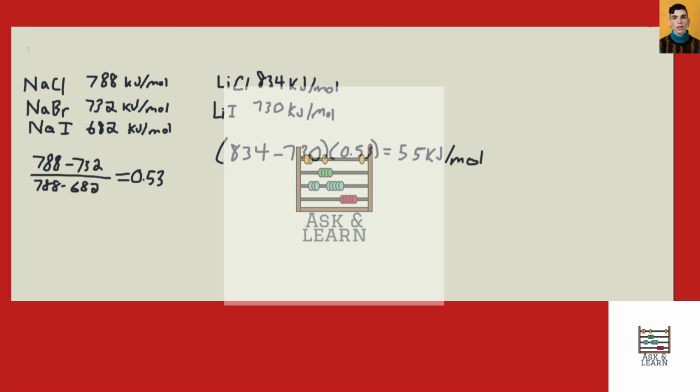Per mole, and then we subtract that from the energy of lithium chloride, so we're going to decrease it by 55 kilojoules per mole. And that's going to give us 779 kilojoules per mole. That's going to be the lattice energy of our LiBr.